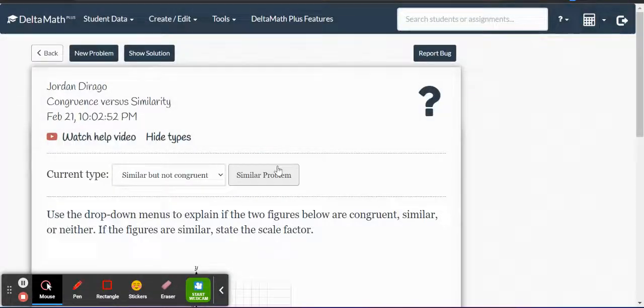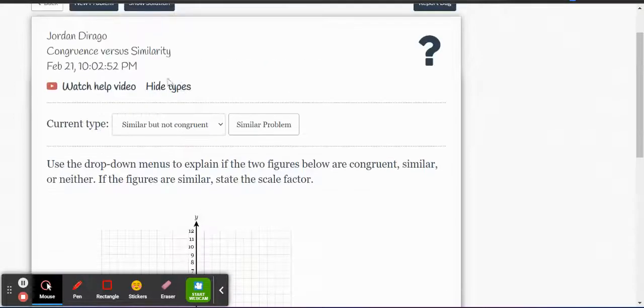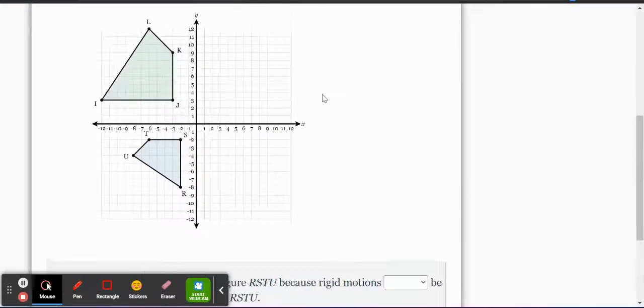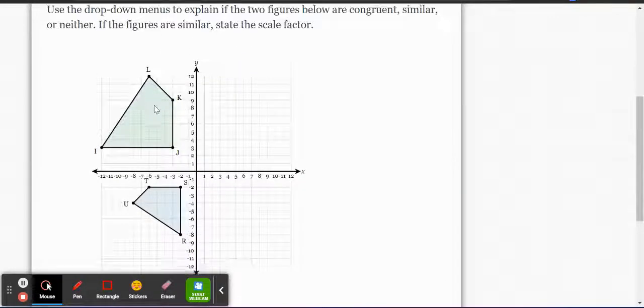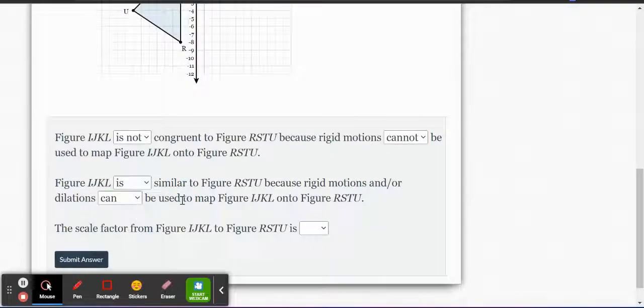One more. I want to see one that has a scale factor that is a fraction. Is that possible? No, not this one. If not, we can figure it out. Here we go. Okay, so this one, IJ, again, getting smaller. It's not congruent. Rigid motions can't be done. It is similar. Dilations can be done.